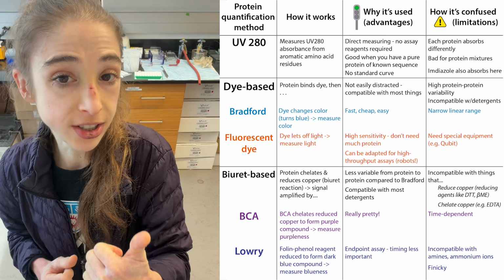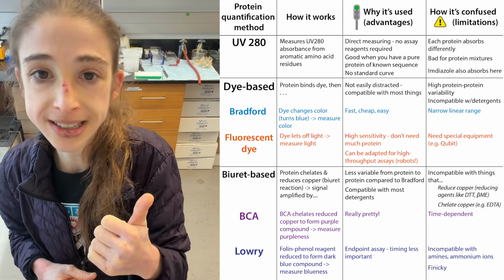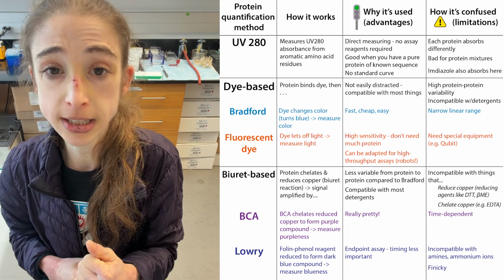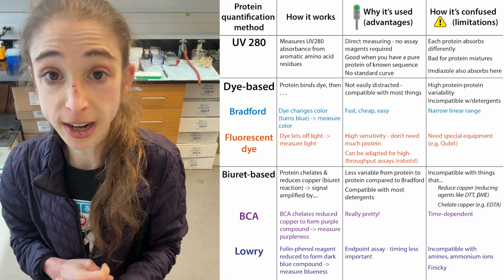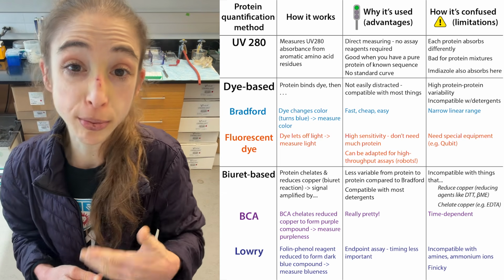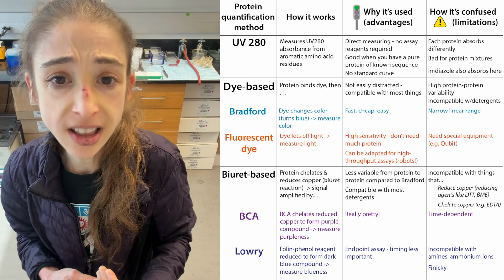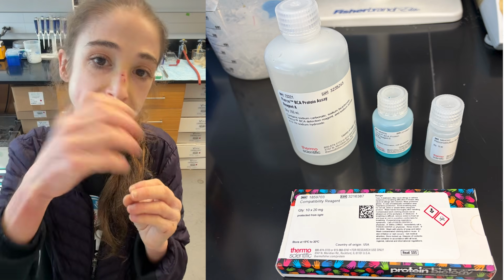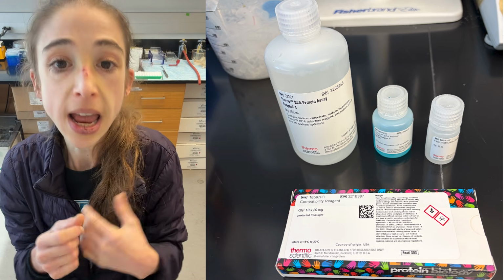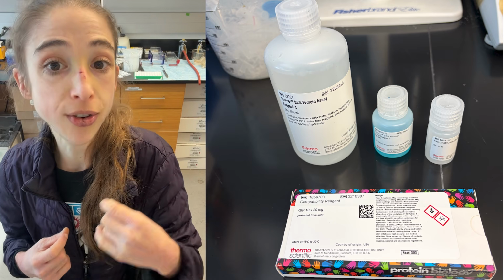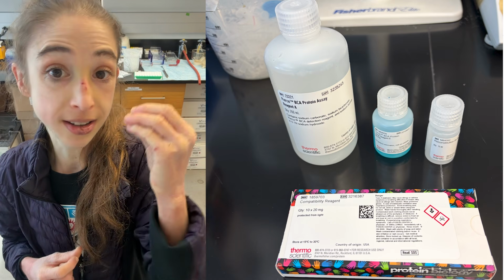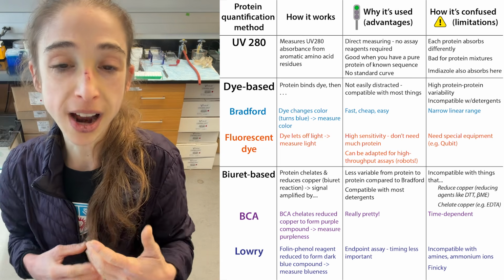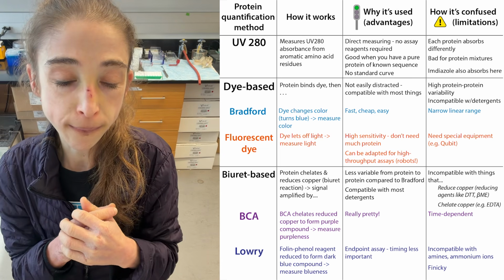It's compatible with detergents, which Bradford wasn't, but it's not compatible with those reducing agents. Now, they do make versions that are compatible with reducing agents, and basically you do a pre-treatment step, which from what I can tell is treating it with iodoacetamide, which is going to cap off all of those sulfur groups in your reducing agents that would try to reduce the copper, which would then give you kind of a false positive.